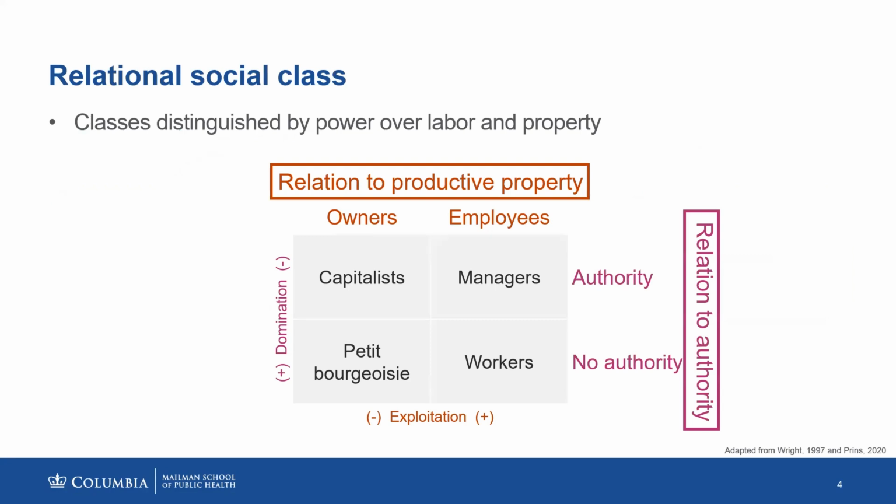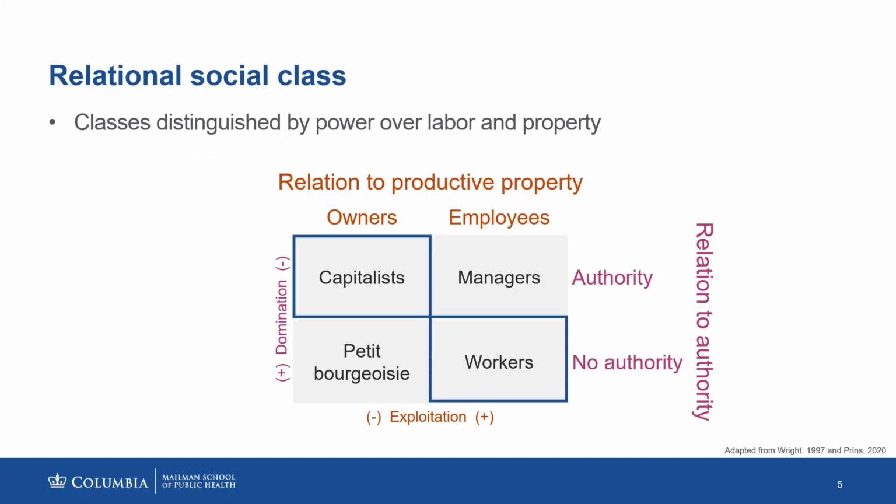In our study, we drew from Eric Olin Wright's neo-Marxist relational theory, which measures class along two primary dimensions: power over labor and productive property in the workplace. The fundamental distinction is between capitalists, those who own productive property and hire labor, and workers, those who own no property and must sell their labor to capitalists for a wage.